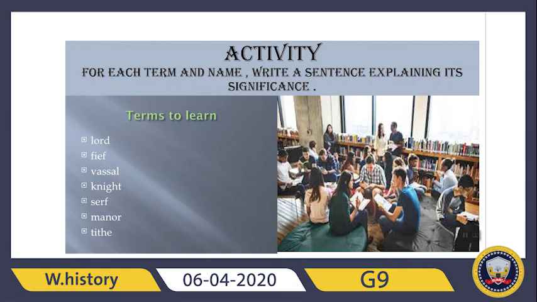You have to read this lesson completely, because we have covered all the main points, and everything will become very easy and simple for you. After reading the lesson, for each term and name, write a sentence explaining its significance. This is your activity for today. The terms you have to learn today are lord, fief, vassal, knight, serf, manor, and tithe. We have done it already, but after reading the lesson you will be able to do it more clearly.